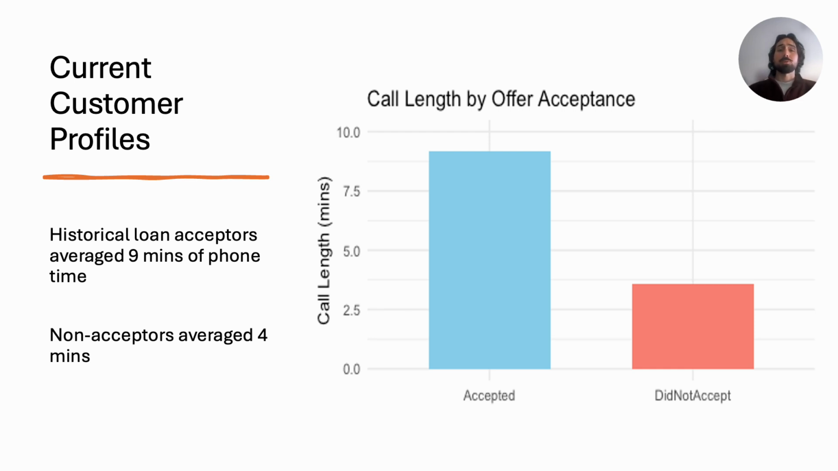So when bankers reach out to prospective customers, they can gauge interest and assess the likelihood of acceptance based on the duration of the customer's engagement on the phone. This insight can streamline subsequent mailing efforts by prioritizing calls before sending mail, which will ultimately save time and resources.